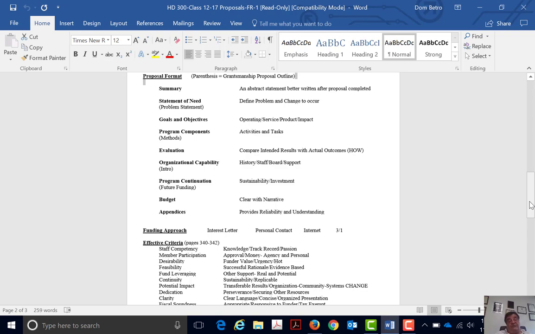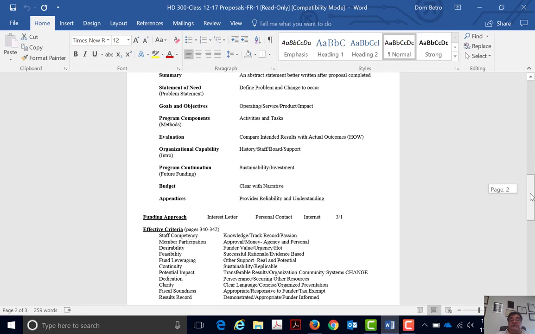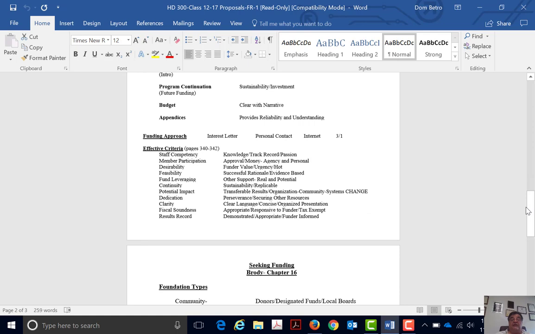Also, usually at the tail end, because now everyone is talking the language of sustainability, you're going to want to be able to indicate how future funding will happen, how you will be able to get investment from others to keep the project going. The budget narrative is clear and has many of the components that we talked about in the budgeting class, and you can follow that as well.